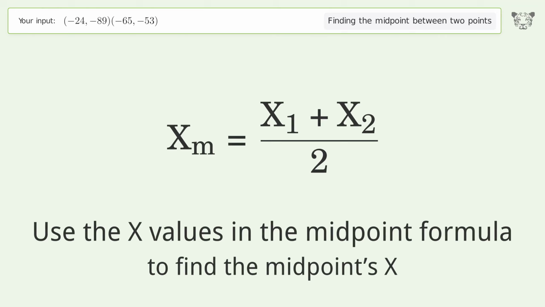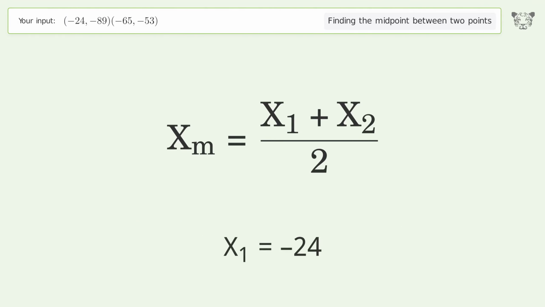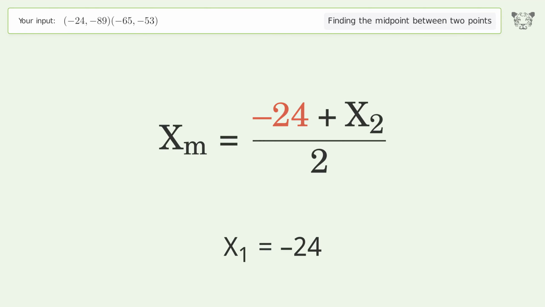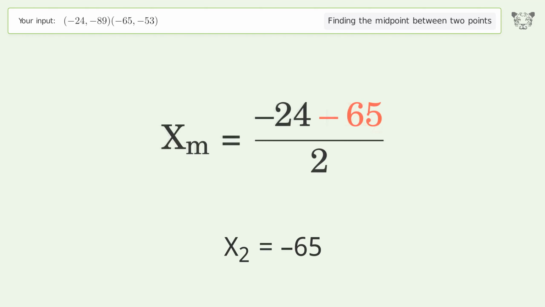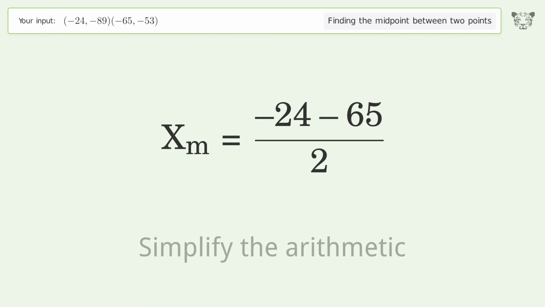Use the x values in the midpoint formula to find the midpoint's x. x1 equals -24. x2 equals -65. Simplify the arithmetic.